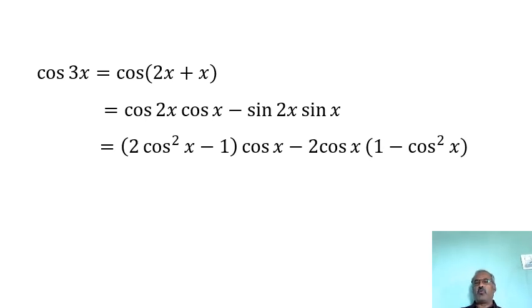So we get 2 sin square x cos x. Now sin square x has an equivalent expression of 1 minus cos square x. We can use that instead of the sin square x. Collating the terms of cos cube x and cos x that we obtain, we see that cos 3x becomes 4 times cos cube x minus 3 cos x.